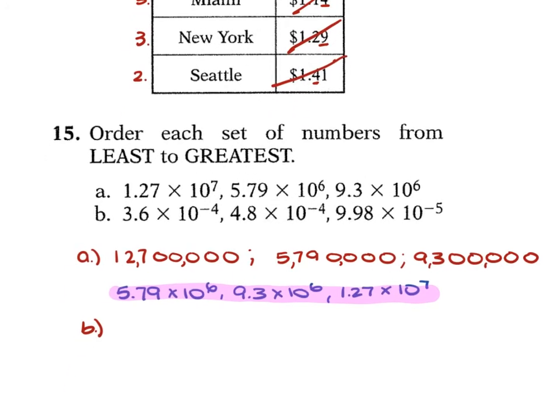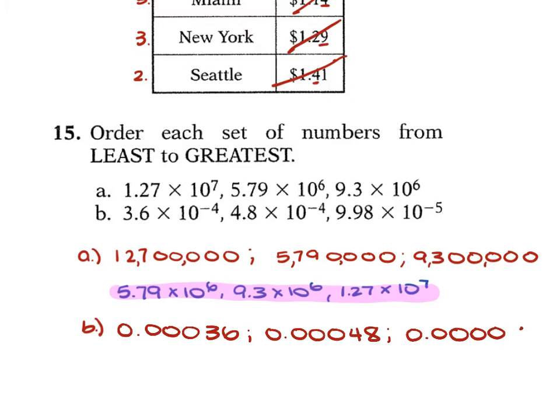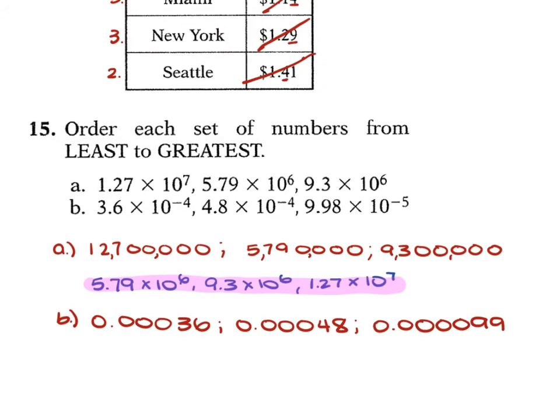I'm going to do the same thing for B. So for B, we have 3.6 times 10 to the negative 4th. So I'm going to move that decimal point 4 places to the left. I'm going to have 0.00036. Then we have 4.8 times 10 to the negative 4th, so that's 0.00048. And lastly, we have 9.98 times 10 to the negative 5th, so that's 0.0000998.